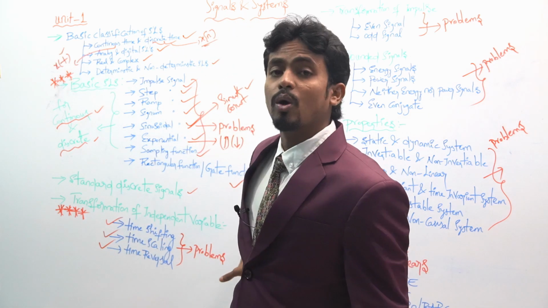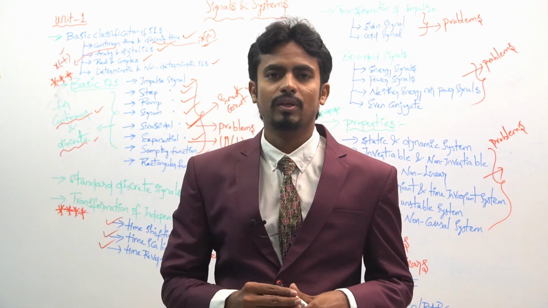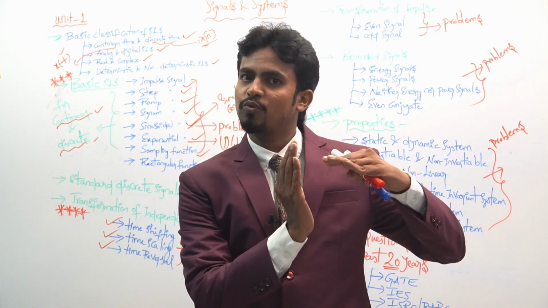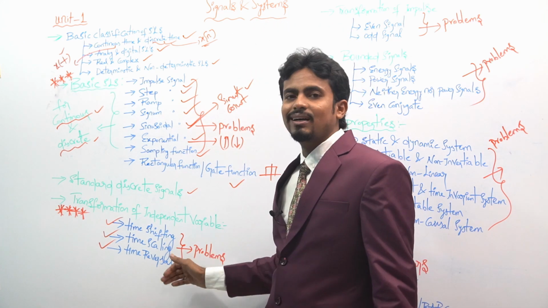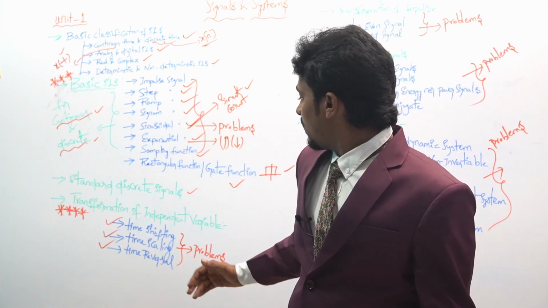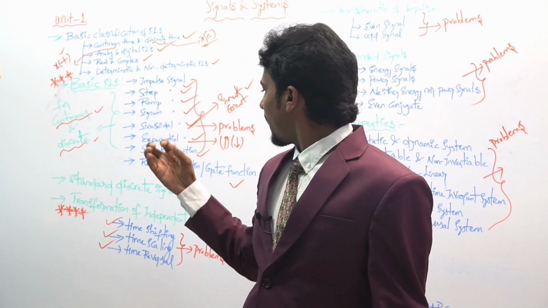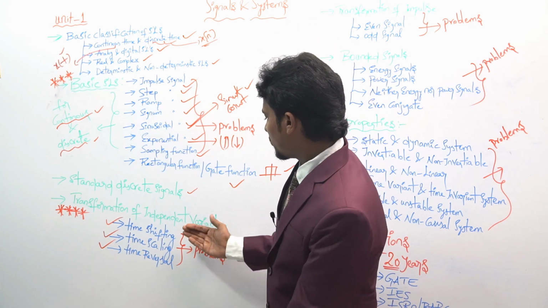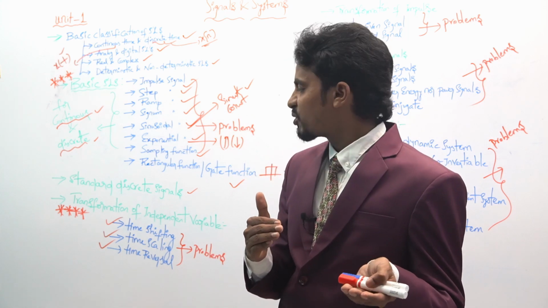We have to solve so many questions based on these independent variables. In the first case, we try to solve time shifting, time scaling and time reversal, and we will get the answer. In the next cases, we swap the variables and check the output. We will get the same output.